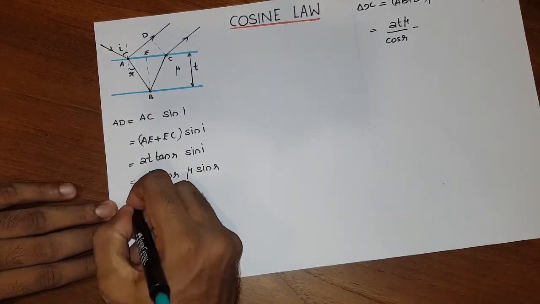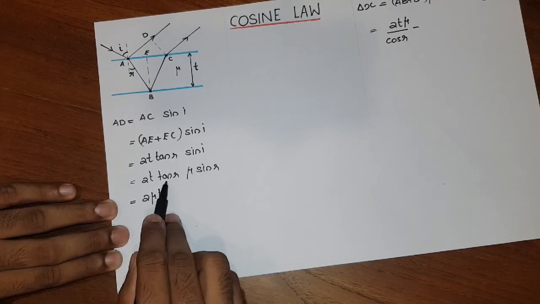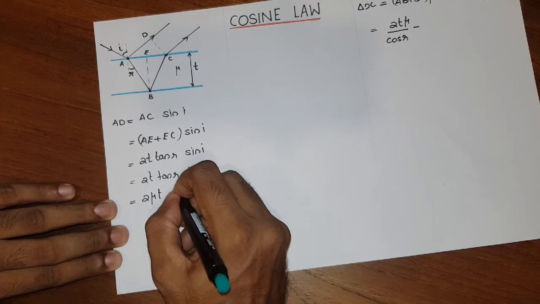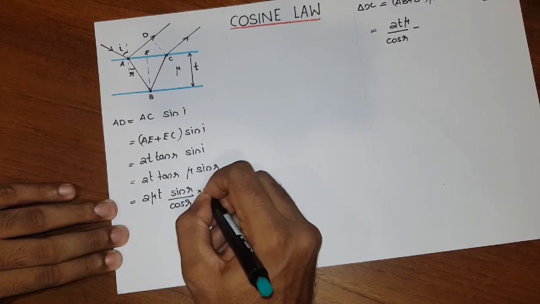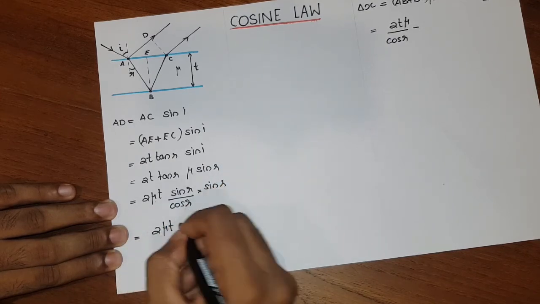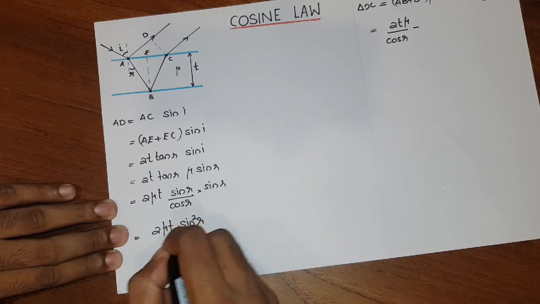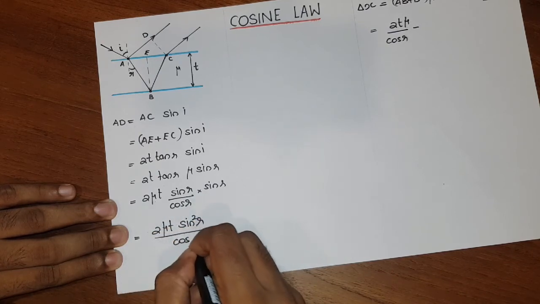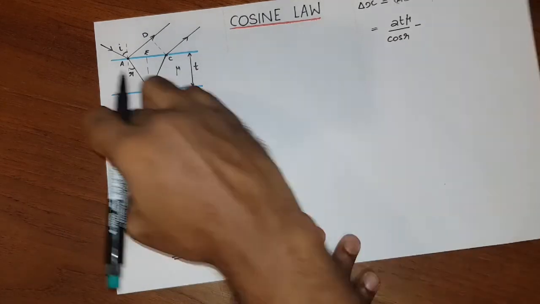Again 2 mu t. This tan R can be written as sin R by cos R into sin R. Operating, we get 2 mu t sin square R by cos R. That is the value of AD. So I'll bring this value of AD.